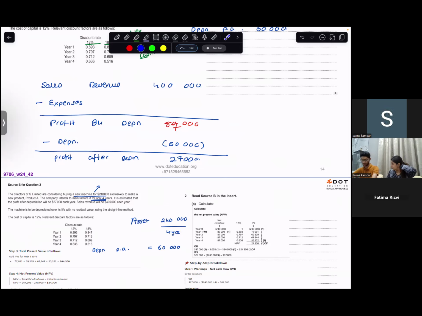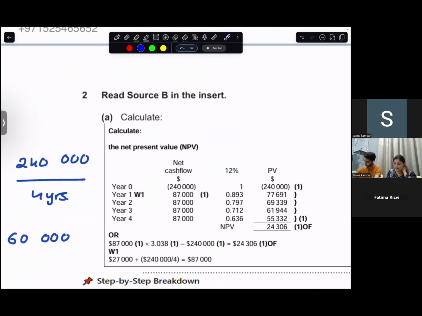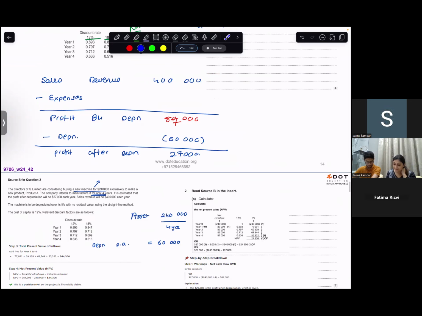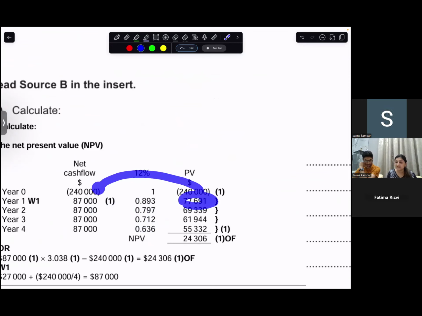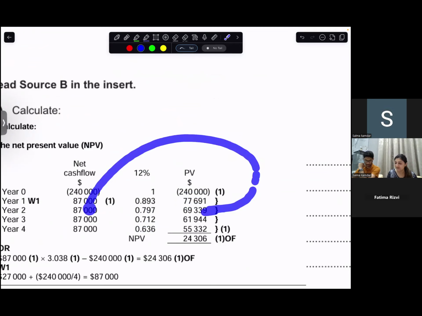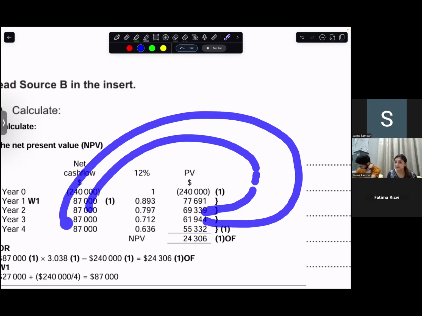Any doubt? Tell me if you have. Inflow every year is 87,000. I have a discount factor of 12%. Inflow multiplied by the discount factor gives the present value of the inflow received after 1 year. This will be the present value of the inflow received after 2 years. This is the present value of the inflow received after 3 years.